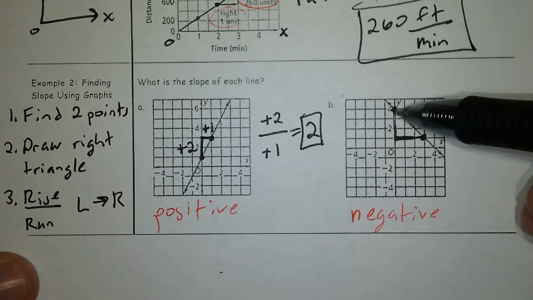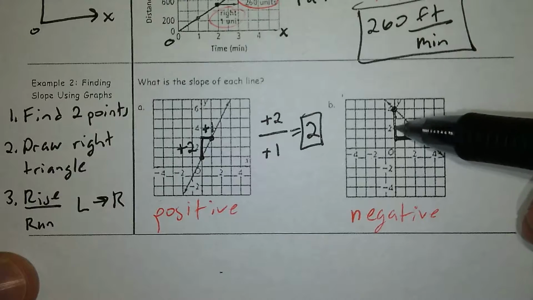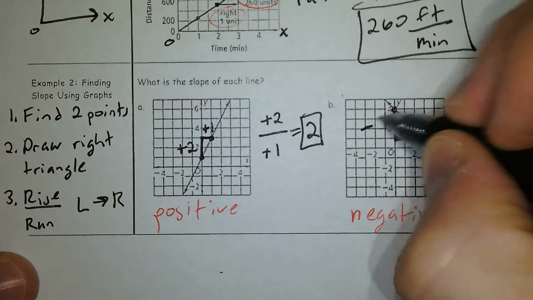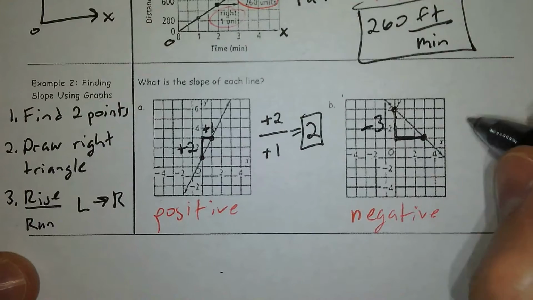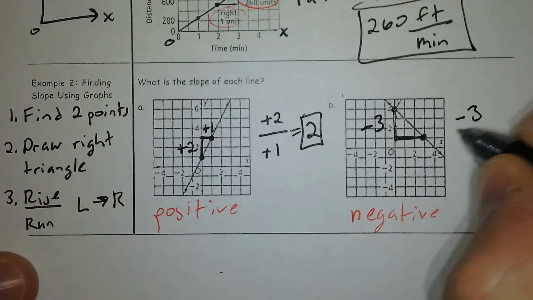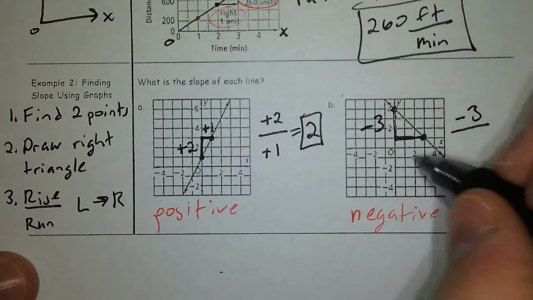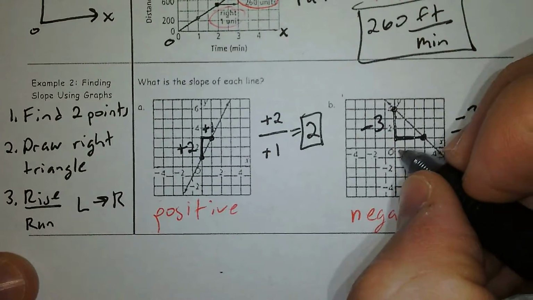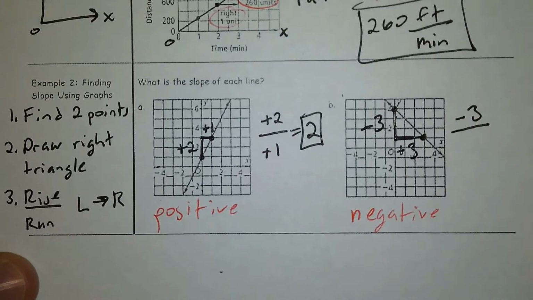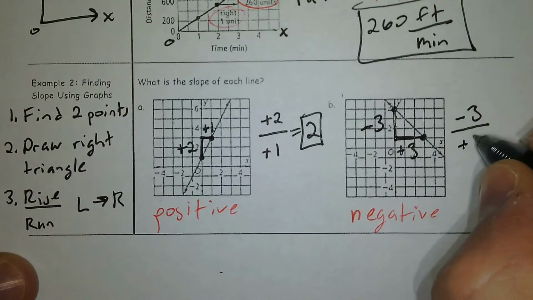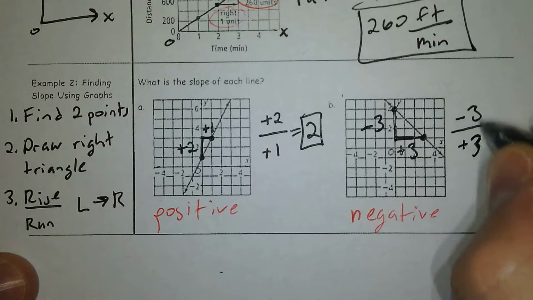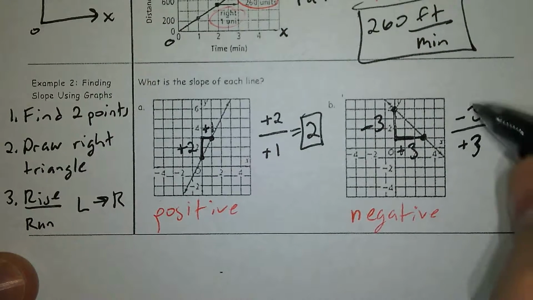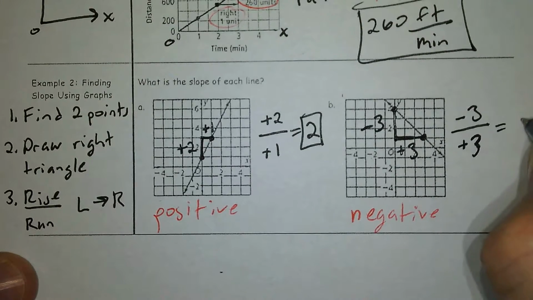And if we look here, we do my rise over my run. In the y direction, my rise, I start here and I go down 1, 2, 3. So my rise is going to be negative 3. And then my run, we start here and then we're going to go 1, 2, 3 to the right, which would be in a positive direction. So positive 3. So now I have negative 3 divided by positive 3. 3 divided by 3 is 1.